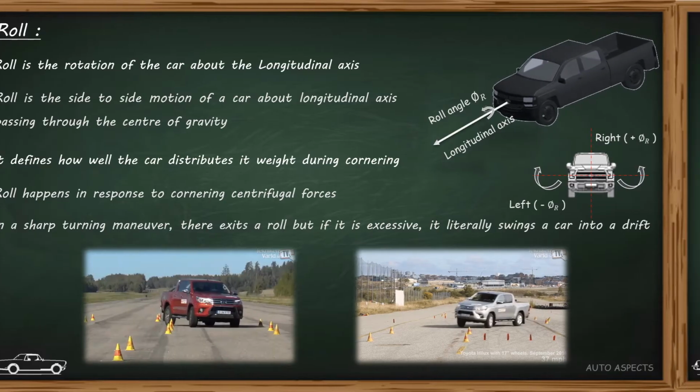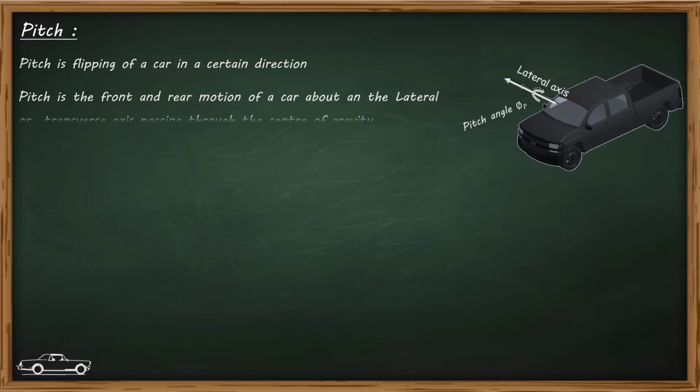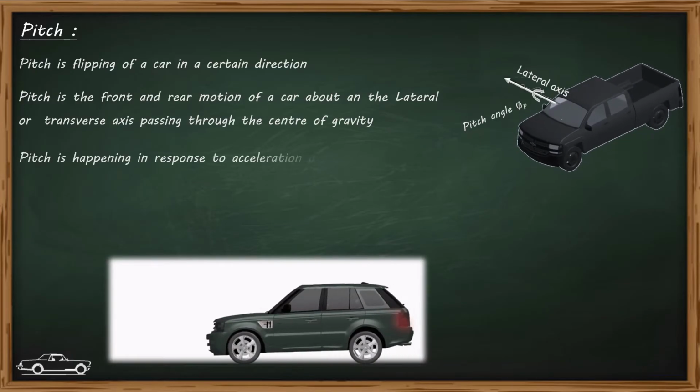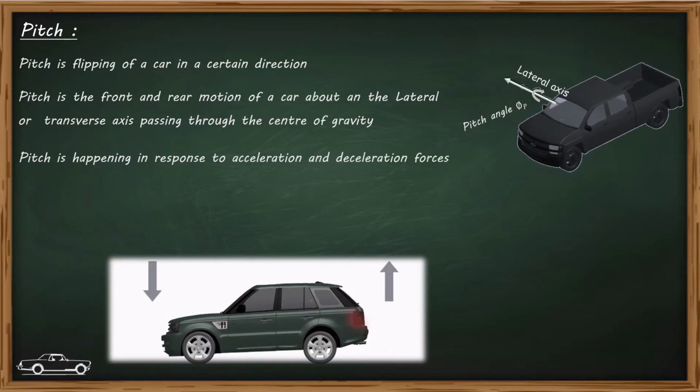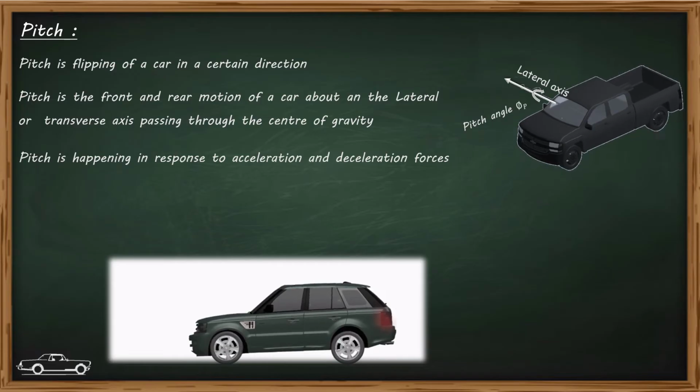Next let us move to pitch. It is the rotation of the car about the transverse axis. It is also referred to as the front and rear motion of a car about the transverse axis, passing through the CG of the vehicle. It also defines how well a car can distribute its weight during the act of acceleration and deceleration. Pitch is experienced in response to acceleration and deceleration forces.